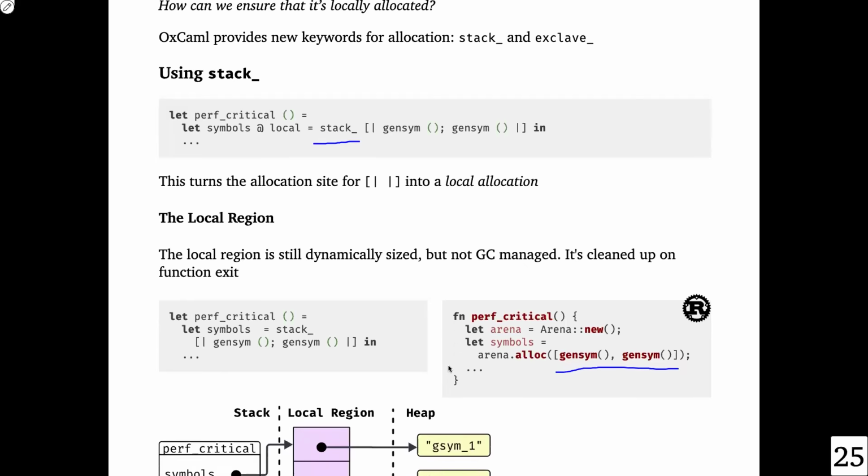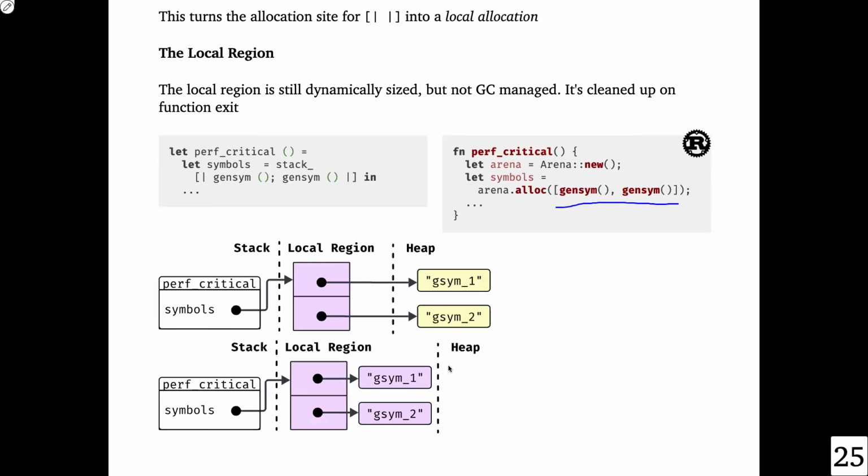All right. So I've given you some partial information, and I'm interested to know, with the information you have currently, which of these diagrams best represents the state of memory now in this perf critical function using the stack keyword? Talk to your neighbors, and then we'll vote in a second.